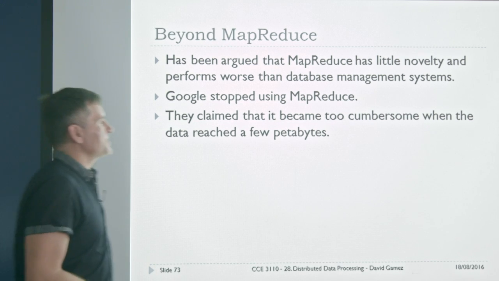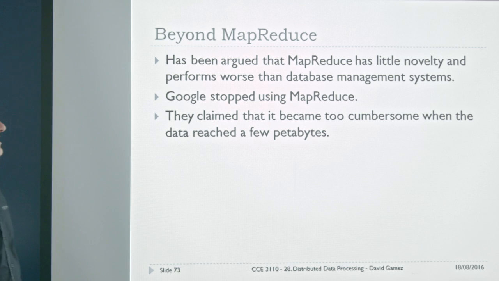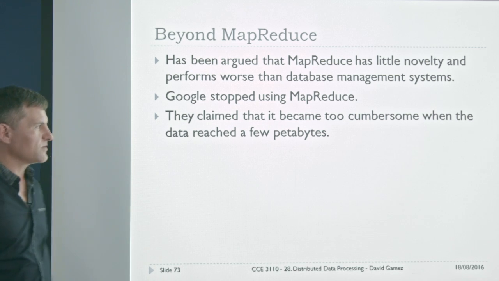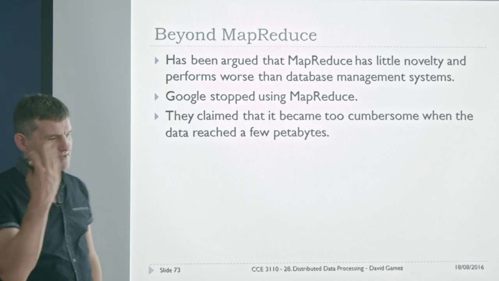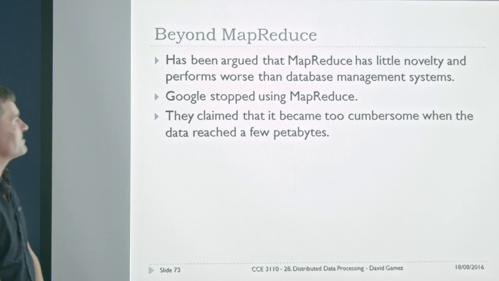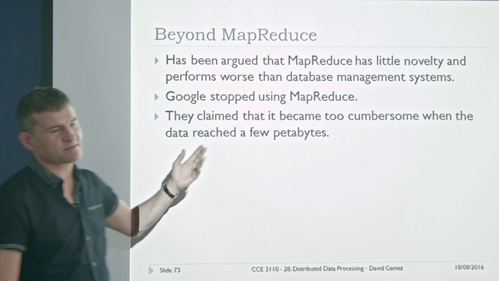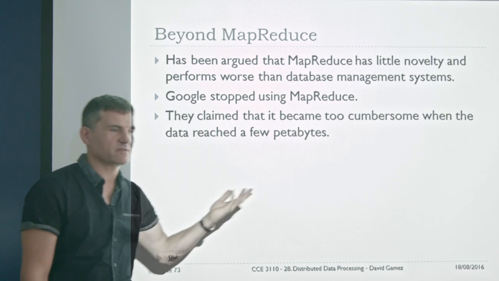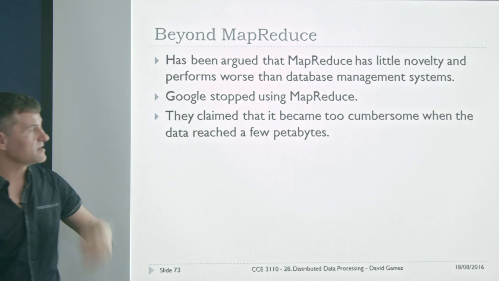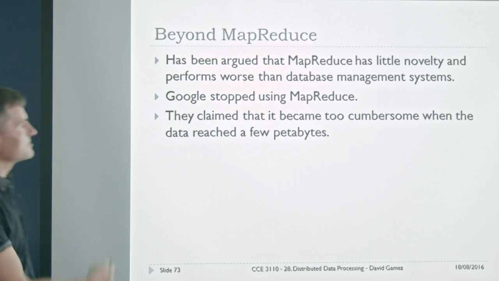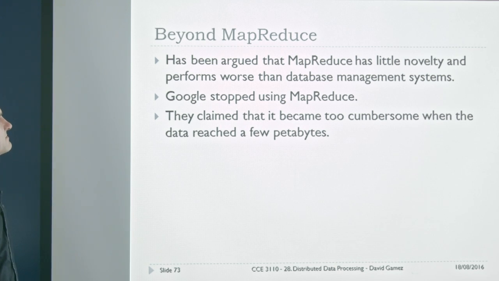Google stopped using MapReduce as well. They used to be big users, but then once you get to a few petabytes, it just breaks your mind. It's too cumbersome, and they've got their own stuff, which I'll talk about. So yes, if you've got a few petabytes, maybe it's not worth bothering with Apache Hadoop, and fair enough. Google can do what they like really, and they've got the resources to do that.